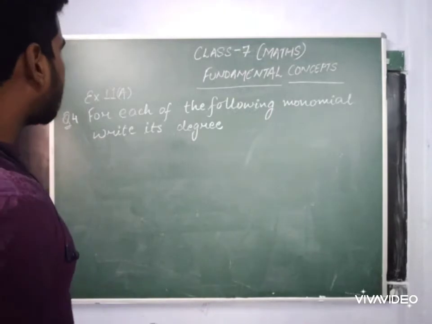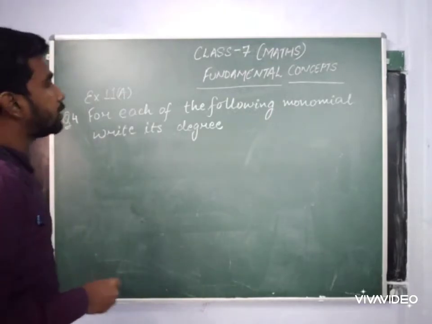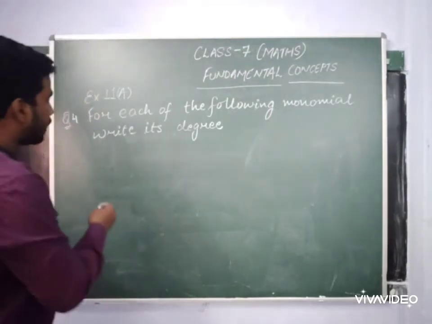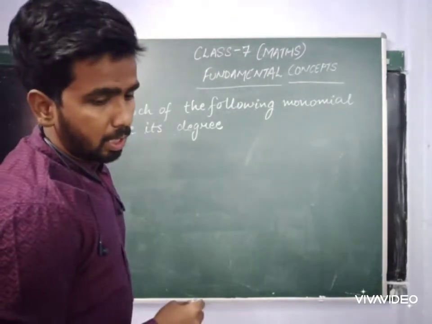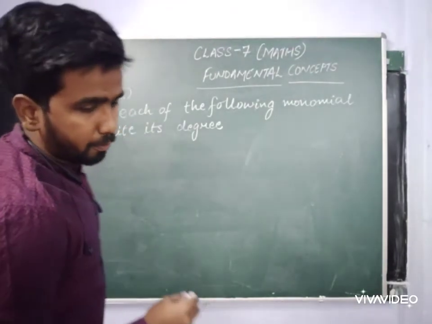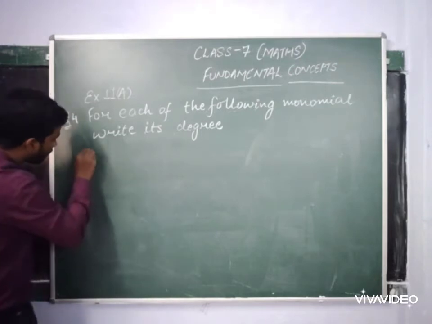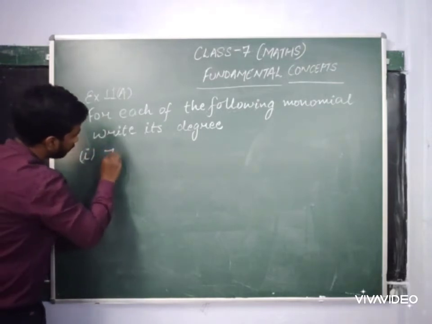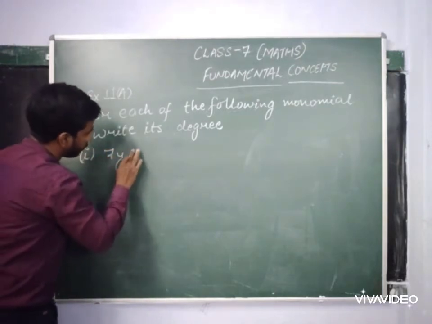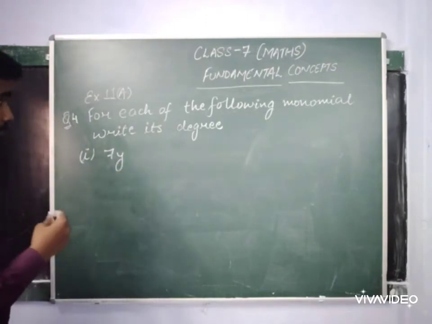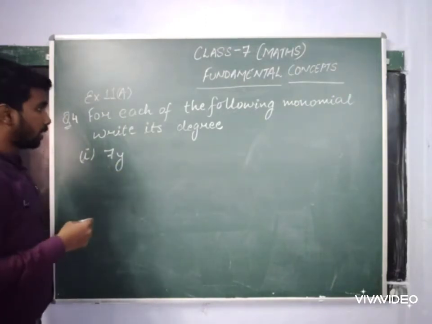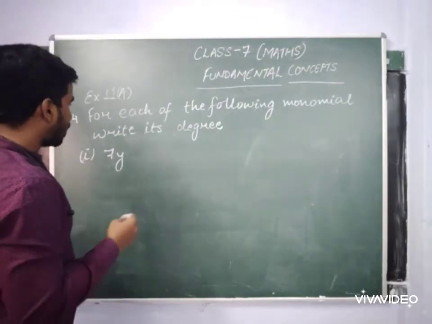Let's see what question number 4 is saying. For each of the following monomials, write its degree. Your first part is telling you to write the degree of 7y. So how do we know the degree of the following expression?